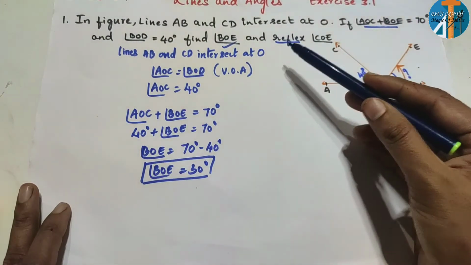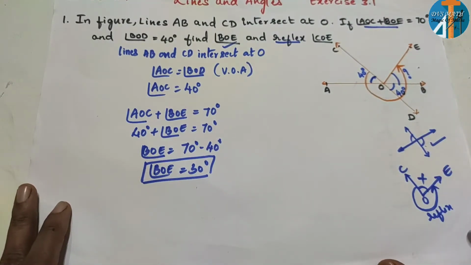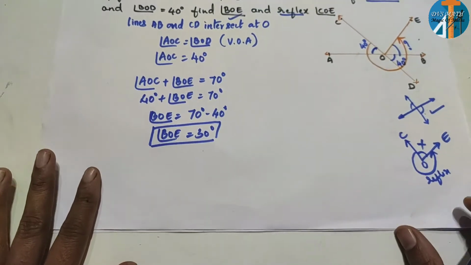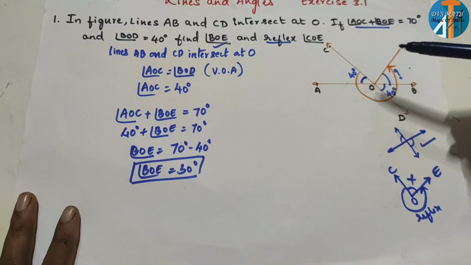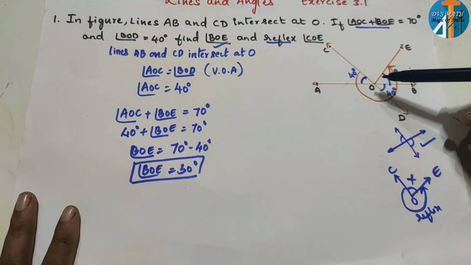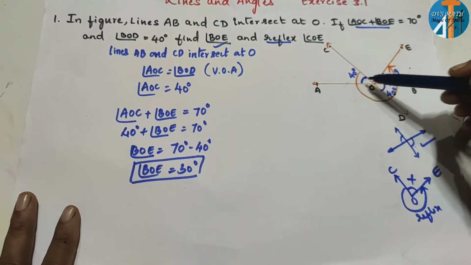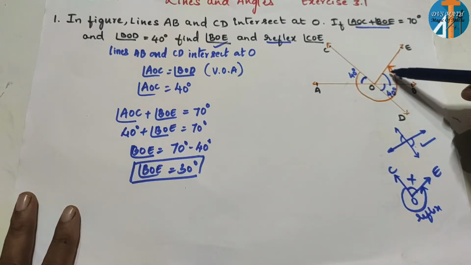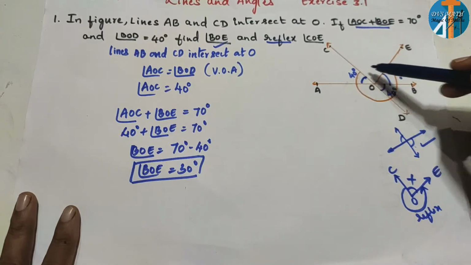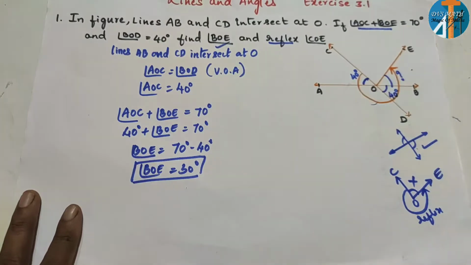Now let's go for that reflex angle COE. If you go for reflex angle COE, here you can observe COE means how many angles connect with each other here. Observe carefully. COE means you have to consider this whole angle, right? This whole angle, and this is 40 degree along with this. Already you have 40, 40 and 30, but you don't know this angle, that is COD.